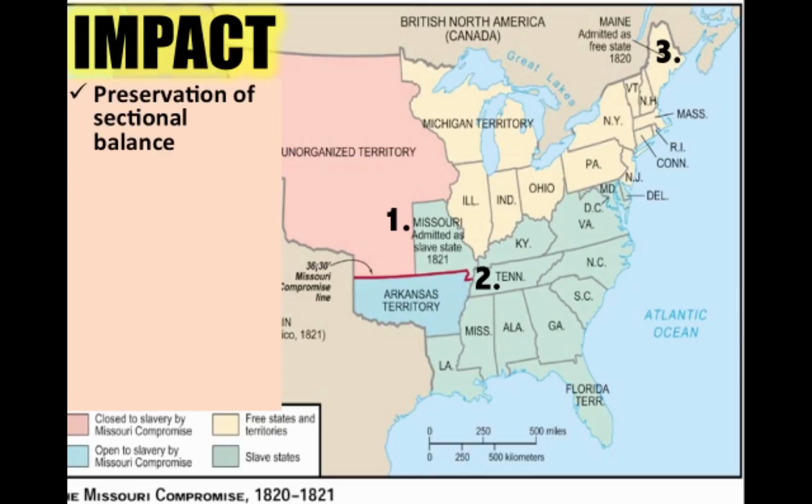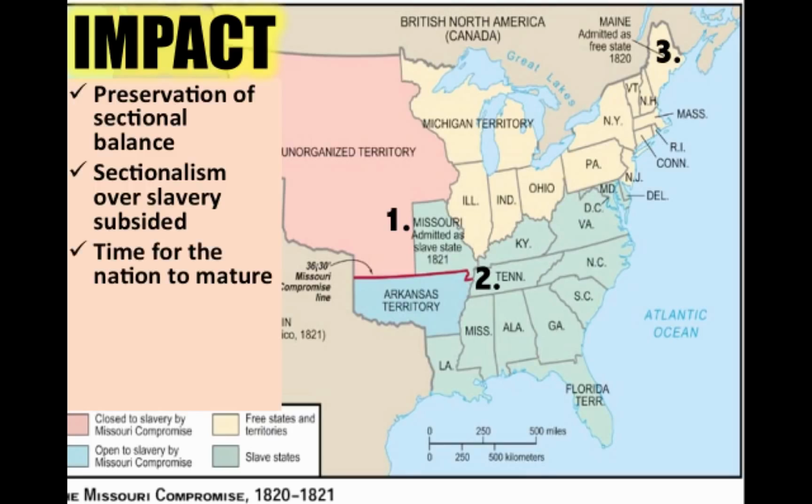One, it preserves sectional balance. You had 11, now you have 12 states that are free, 12 states that are slave. Two, sectionalism over slavery is reduced. It subsides after this Missouri Compromise. Everyone calms down. It gives the nation time to mature. You know, this was a very early period in our history. If this tension had started to expand, things could have been really bad. So it gives our nation time to mature.